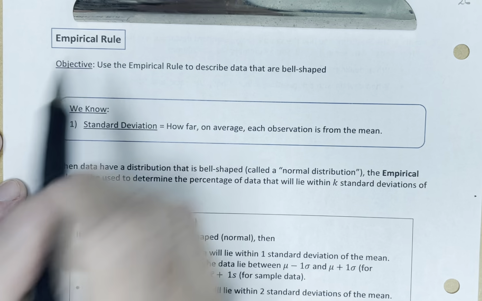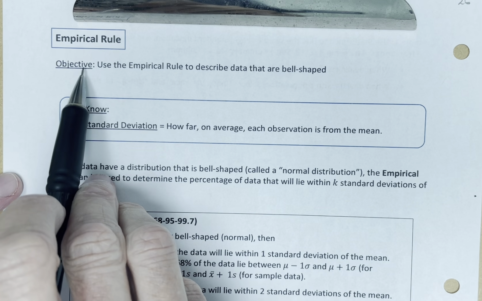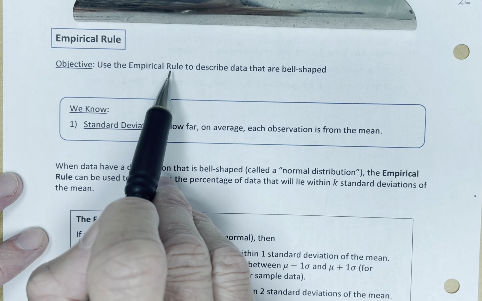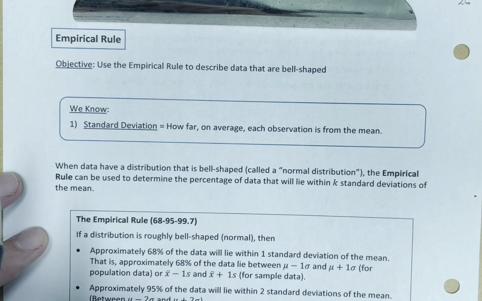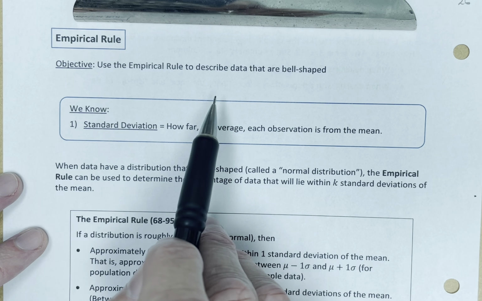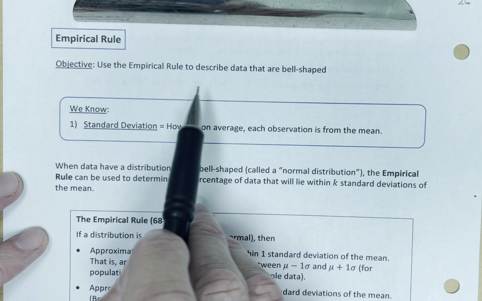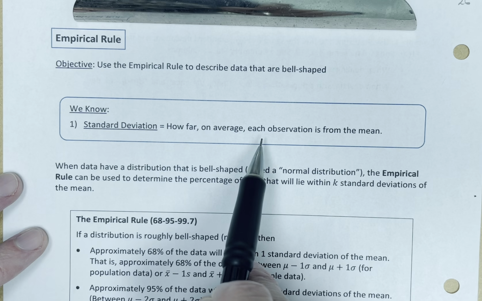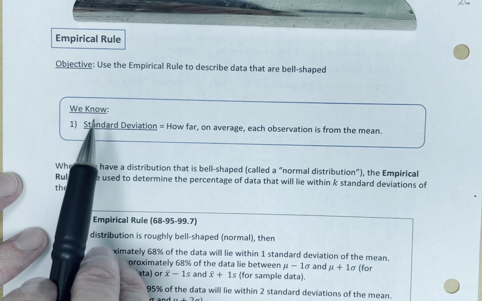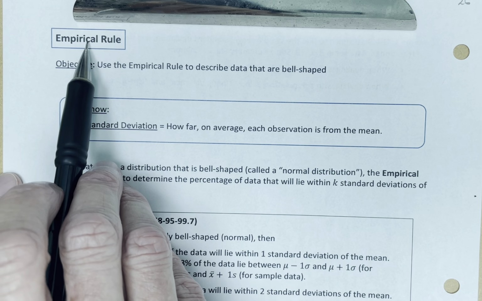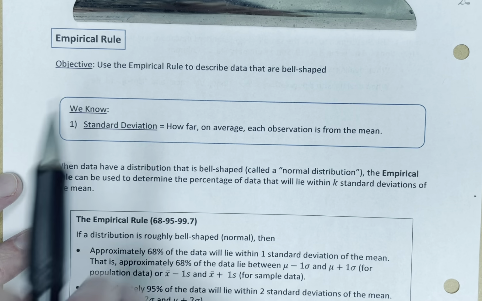The empirical rule. Our objective: use the empirical rule to describe data that are bell-shaped. Okay, we've seen data that are bell-shaped, that are skewed left, and that are skewed right. We're focusing on data that are bell-shaped here. The empirical rule only applies to data that are bell-shaped.